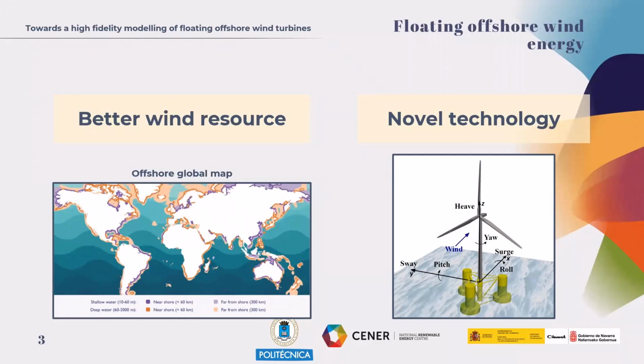It is composed of three main elements: the wind turbine, the floater, and the mooring system, which is not represented in the figure. And we have 6 degrees of freedom for these structures: surge, sway, heave, roll, pitch, and yaw.